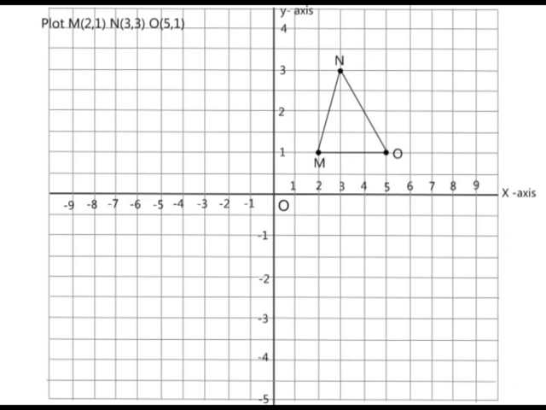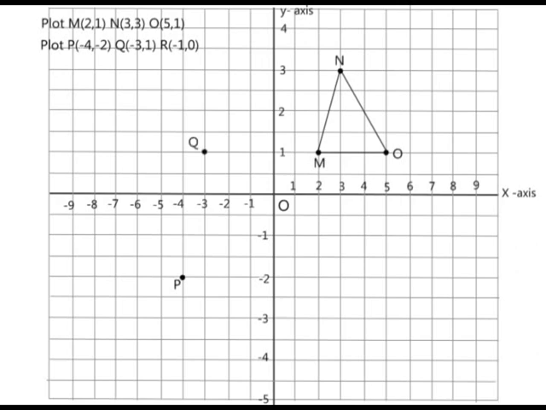Now again, let's plot the points P(-4,-2), Q(-3,1), and R(-1,0). P, we move 4 points to the left on the x-axis, that is on the negative side, and again we move 2 points down on the y-axis on the negative side, so this is P. Q, we move 3 points to the left of the origin, that is on the negative side of the x-axis, and again we move 1 point on the positive side of the y-axis, that is above the origin.